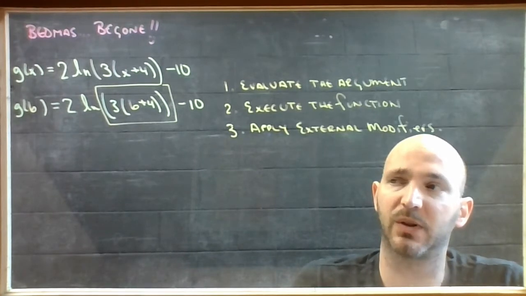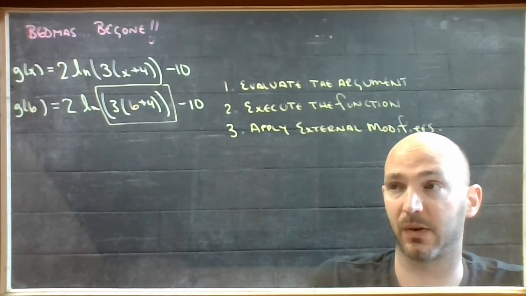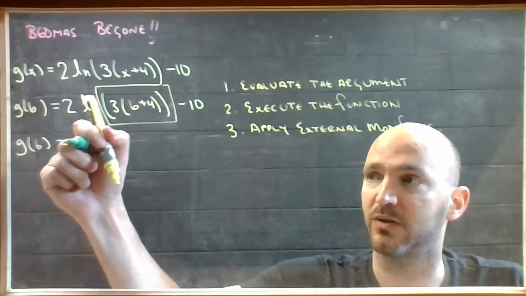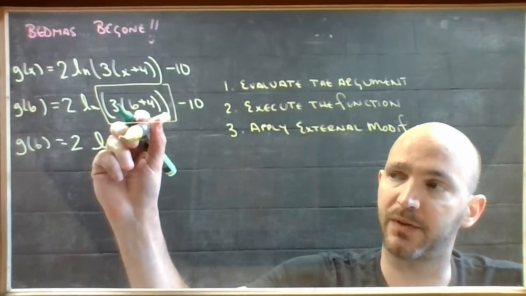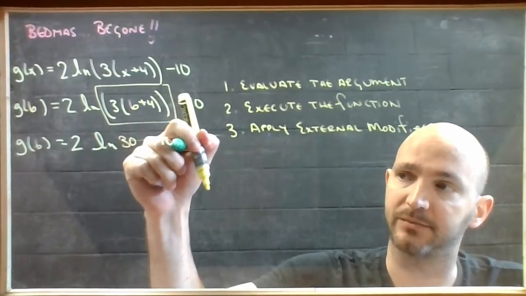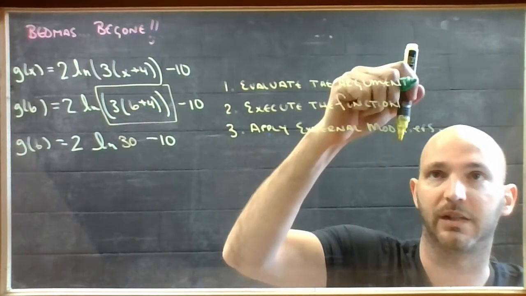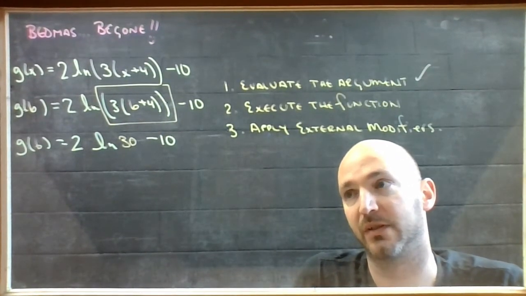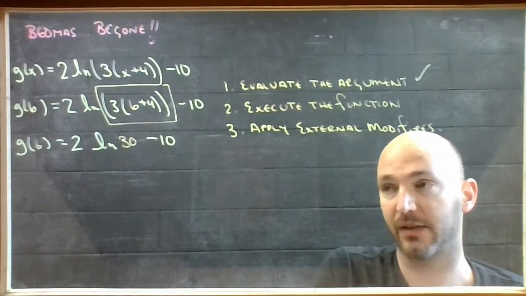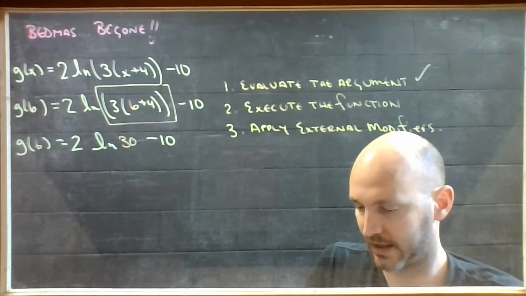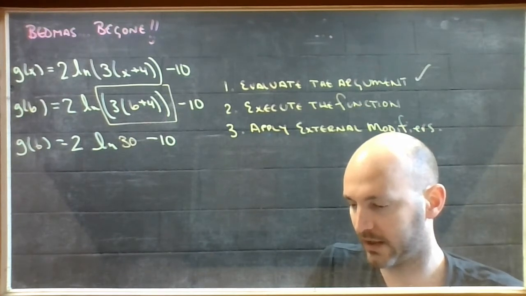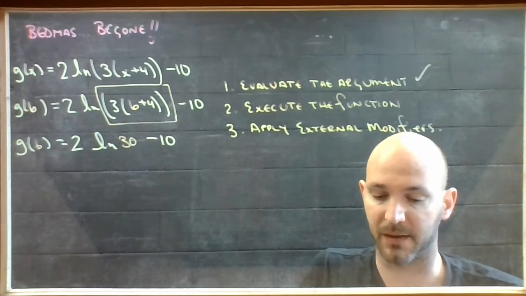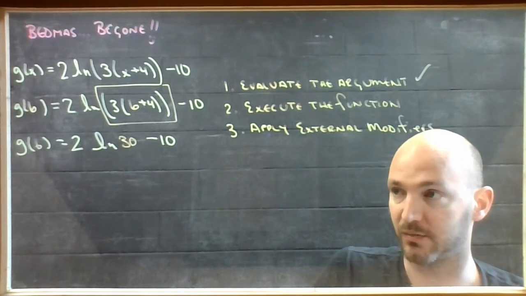So 6 plus 4 is 10, and 10 times 3 is 30. So this thing reduces to 2 ln of 30 subtract 10. Good. Finished. Now it says I'm supposed to execute the function. So I have ln 30 sitting there, so I'm going to pull out a calculator and type in ln of 30, and it gives me 3.401 plus some more decimal points, but I'm just going to keep 3.401 just so it doesn't get too messy here.